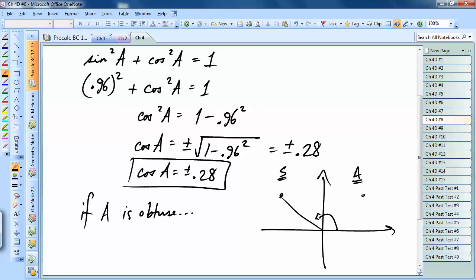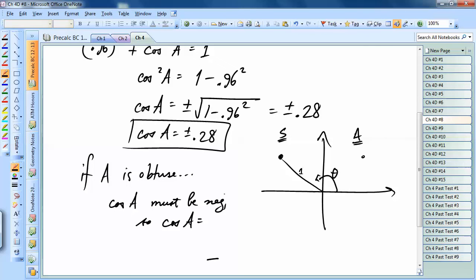So here's my angle, theta. And if it's in the second quadrant, then I know cosine, the x value of this point, has to be negative, if this is the unit circle anyway. So if A is obtuse, cosine A must be negative. So cosine A must be negative 0.28.